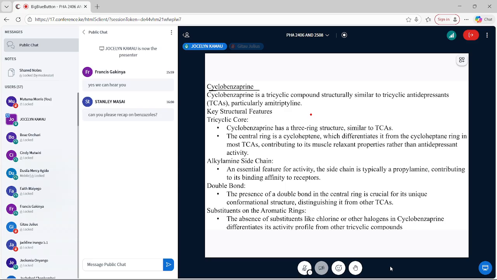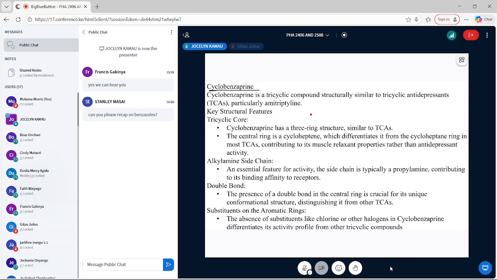activity, where the antihistamines are bringing in a stimulatory activity, although they are tricyclics. They have structural resemblance to the tricyclic antidepressants, but there is a small change which gives this compound a different conformation, and therefore instead of binding the antidepressant receptors, it goes for the muscle relaxant receptors. So cyclobenzaprine is a tricyclic compound. Its structure is similar to the tricyclic antidepressants, or what we call the TCA, particularly amitriptyline.